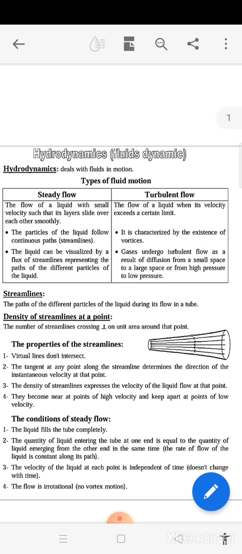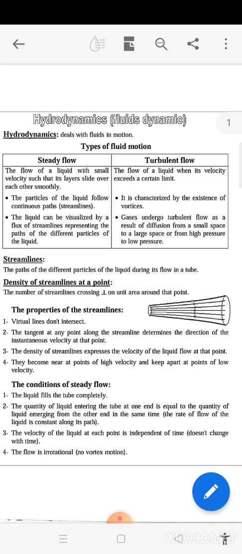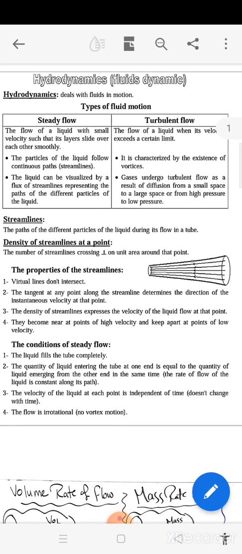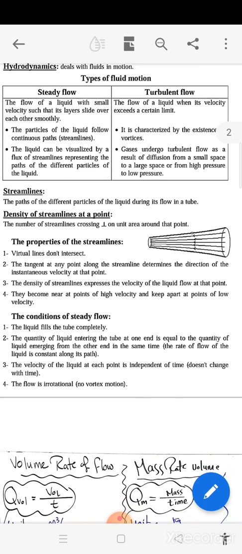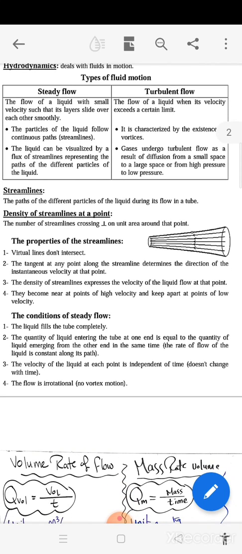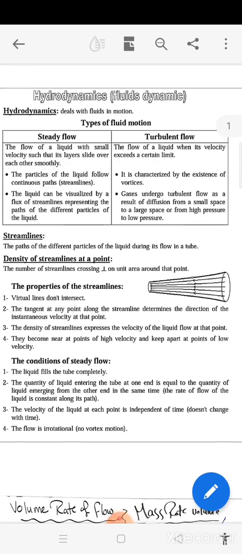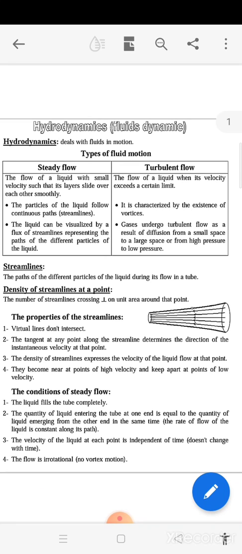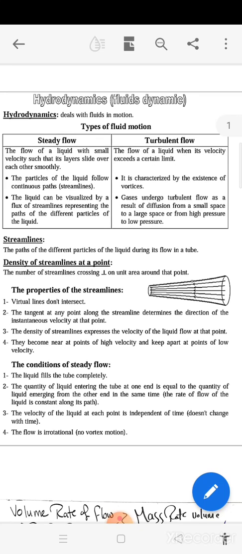Steady is the flow of liquid with a small viscosity and a small velocity. You have to know it's a very small velocity, and the layers slide over each other as the water passes at a small velocity. It will be steady, as in the Nile River. The Nile River is called a steady flow. But if we are talking about turbulent flow, it's like the waves of the seas, where the fluid velocity exceeds a certain limit.